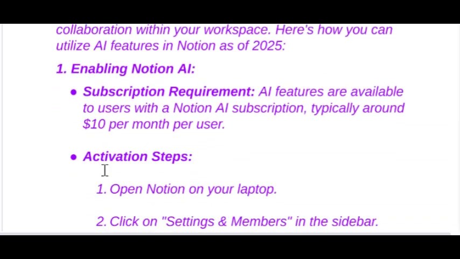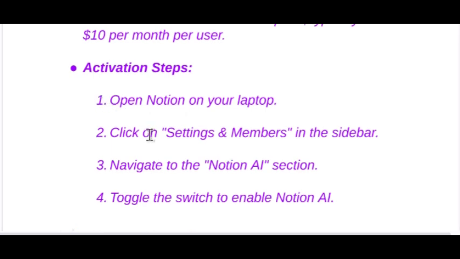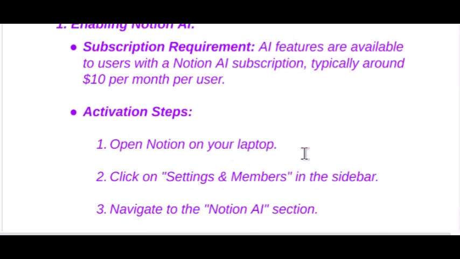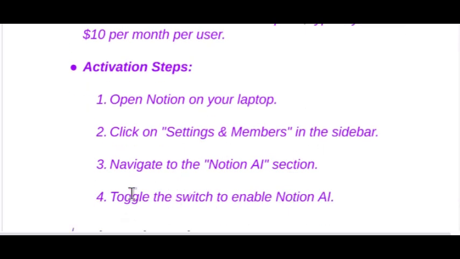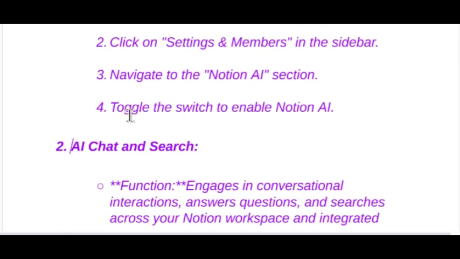Now these are the steps you're going to take to activate or enable Notion AI. 1. Open Notion on your laptop. 2. Click on Settings and Members in the sidebar. Then navigate to the Notion AI section and toggle the switch to enable Notion AI. Once you've done this, you can now go and use the feature you want.